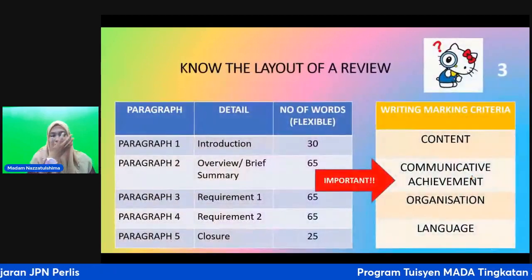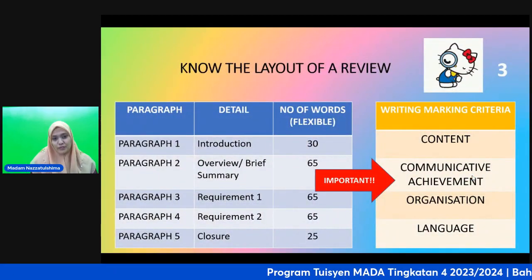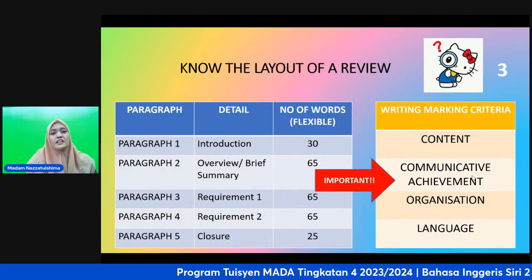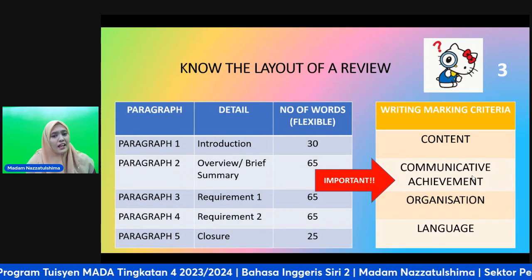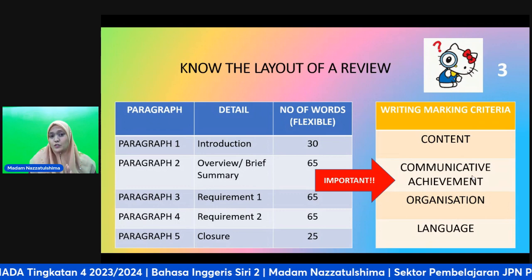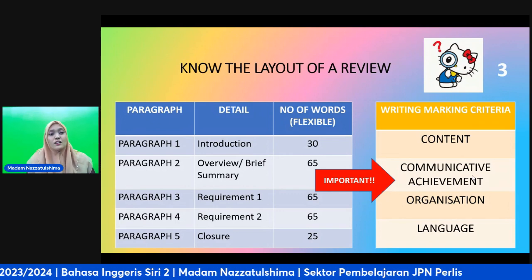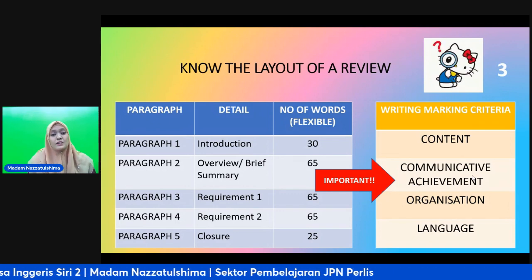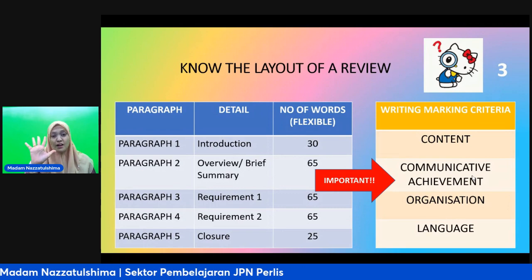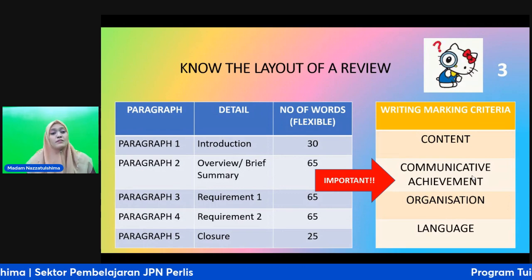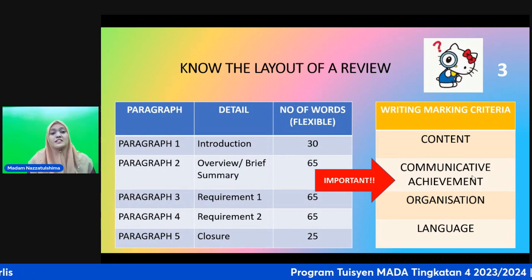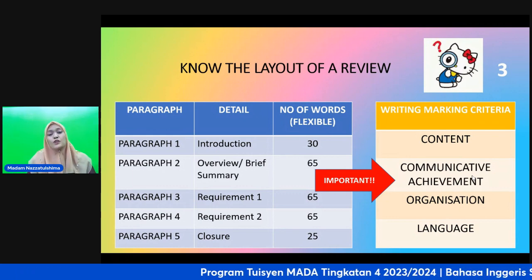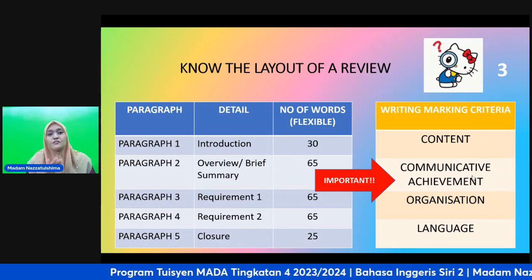Okay, next one. So for the layout of a review, it is very important to organize. You have to plan how many paragraphs you are supposed to write for a review. Basically, we might have 5 paragraphs, as you can see, paragraph 1 up to paragraph 5. So paragraph 1 is the introduction, where you are supposed to give the general information.